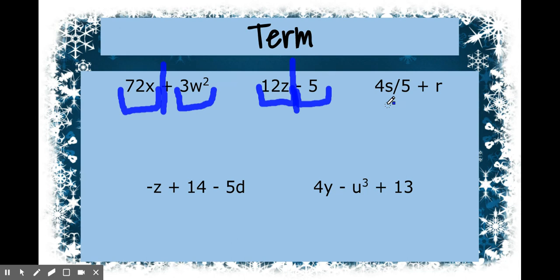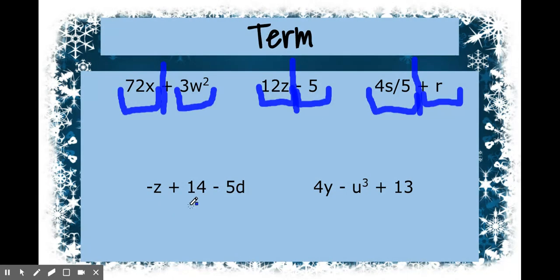Here I have 4s divided by 5 plus r. Going to draw a line wherever I see an addition or subtraction sign. Again, I only have two terms. My first term is 4s divided by 5, and my second term is a positive r.